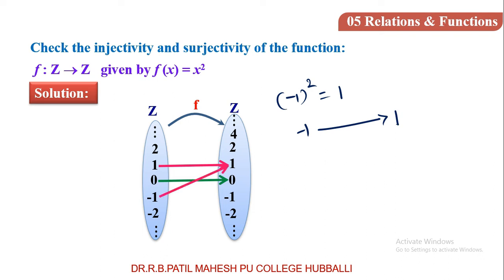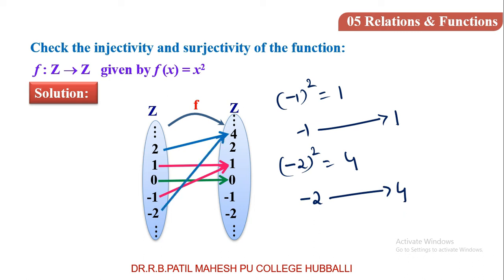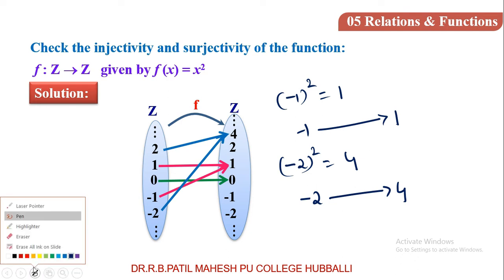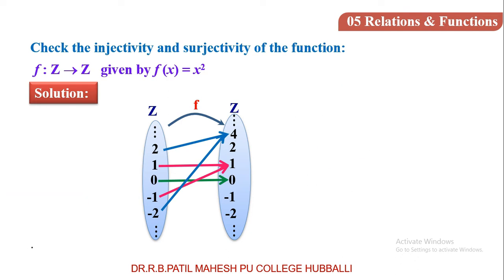Next, if you take 2, 2 square is 4. If you take minus 2, what happens? Minus 2 the whole square is equal to 4. It means minus 2 is related to 4. So you can see that minus 2 is related to 4. Like this you can link. Dear students, do you think this is going to be one-one? Absolutely no. This is not a one-one function.